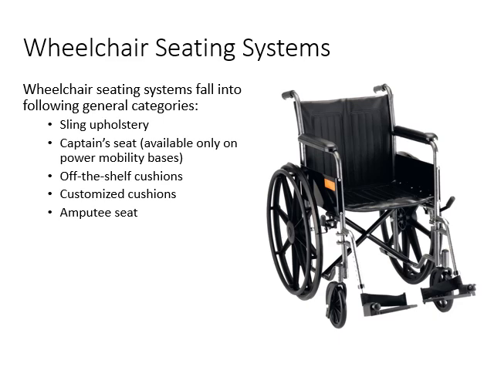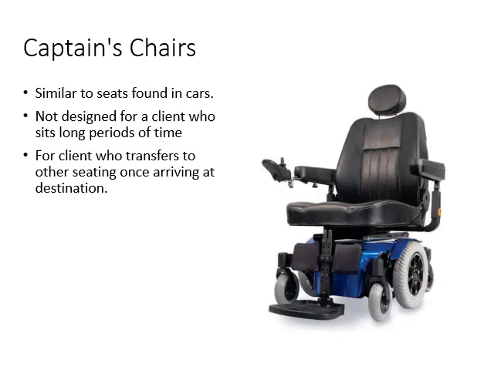There's off-the-shelf cushions that we just spoke about. There's customized cushions that I also mentioned. And then there's something called an amputee seat, and I'll show you a picture of that. That is a specialized shape of a seat, and that's to help prevent contractures.